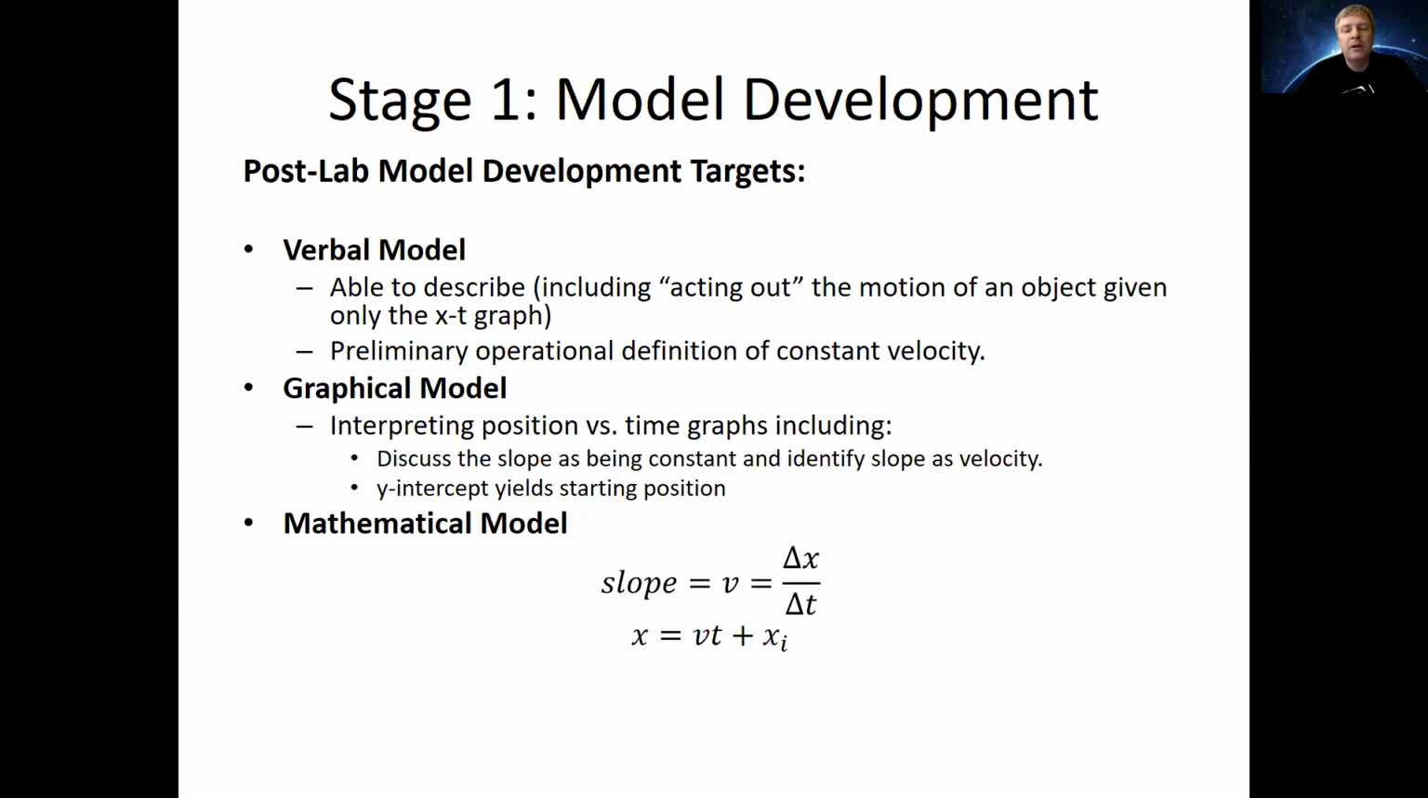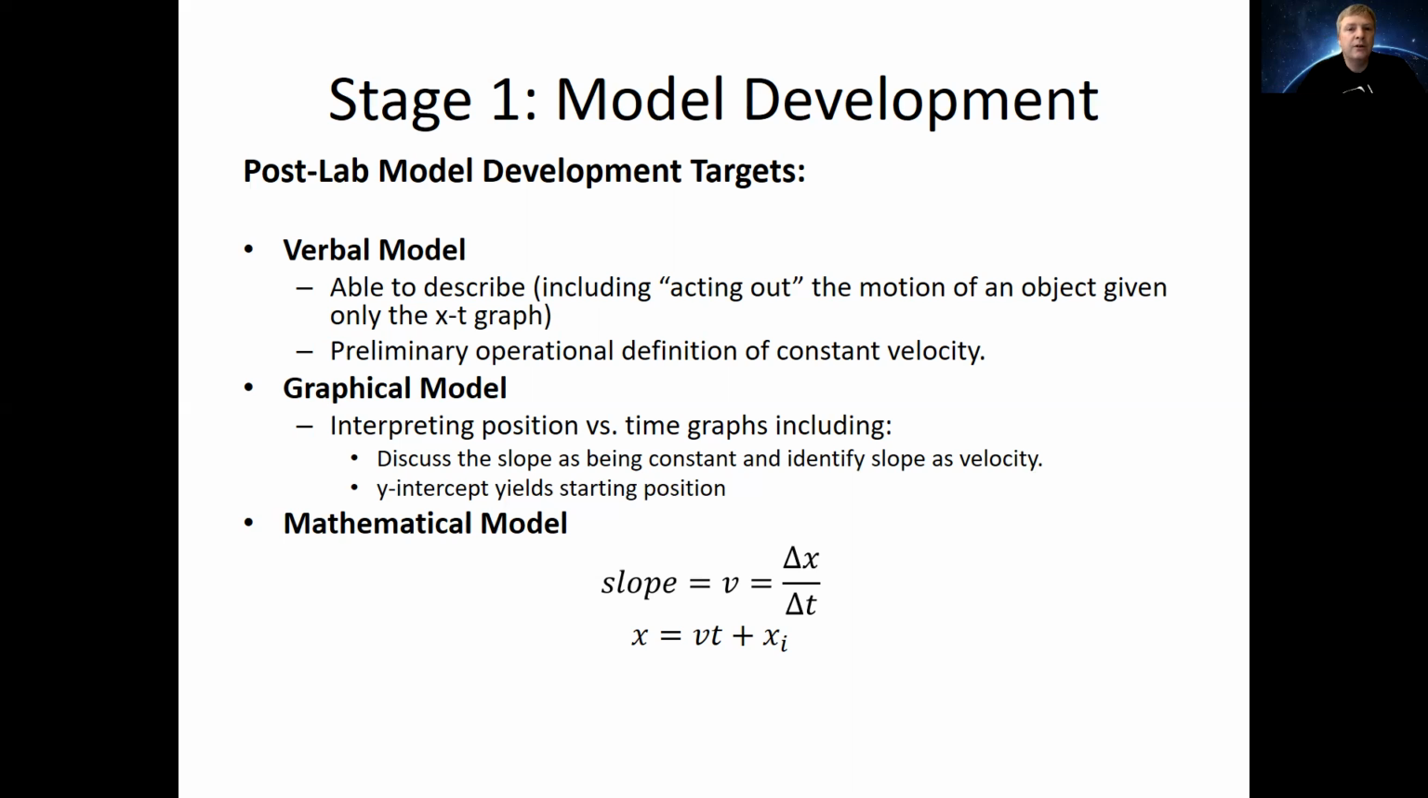A graphical model, meaning that they can use a graph, the position versus time graph, to describe the motion of their buggy. Through the course of this unit, we also introduced the velocity versus time graph, which for each of these buggies would just be a horizontal line. But that comes a little bit later in this particular unit, in Unit 2.